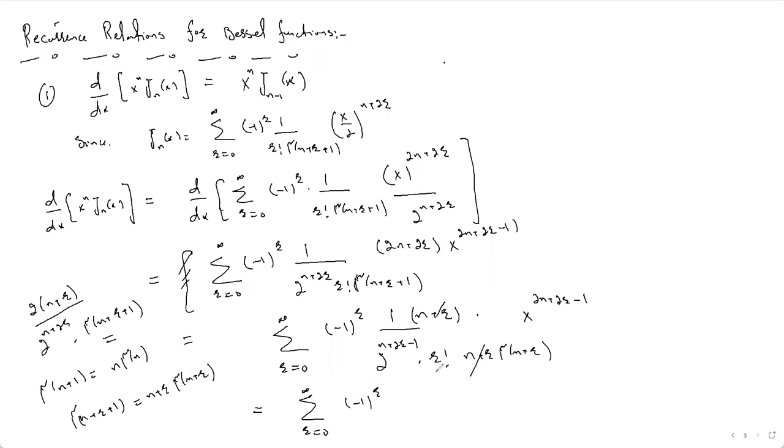Okay, now x raised power n, I will just take x raised power n out of it. I will write it as x raised power n divided by, and here simply r factorial divided by gamma of n plus r. Now this will be like x by 2 raised to power n plus 2r minus 1, right? Okay, now see, this thing I can write down as Jn minus 1 of x.